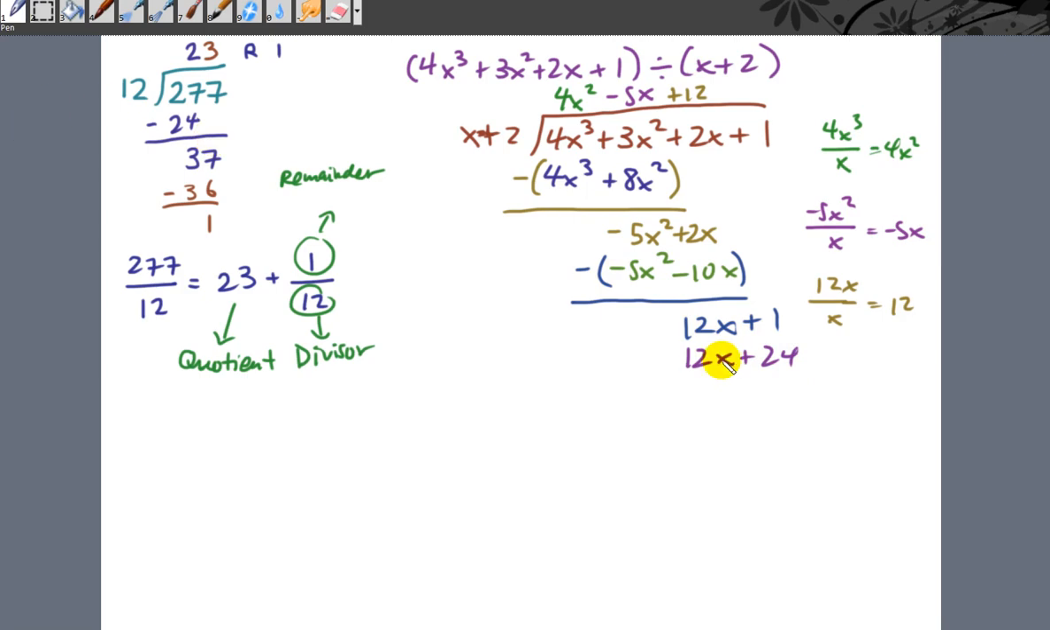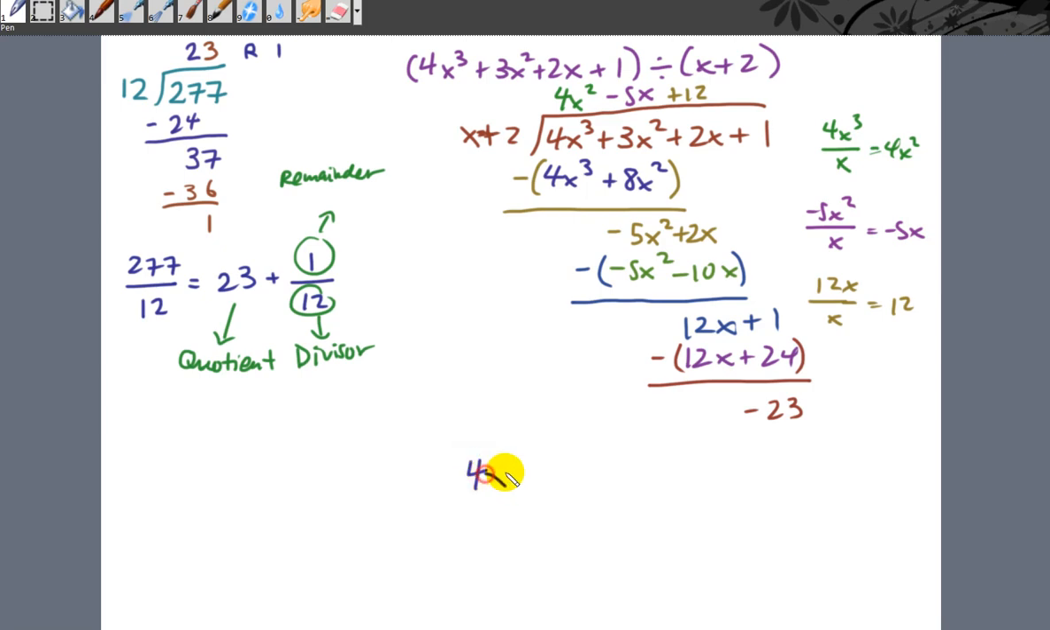So what we're going to do is subtract this, put parentheses. When we subtract, this should cancel, and then we have to distribute that minus sign here. So 1 minus 24 will get us to negative 23. Okay, so what this implies is that we can now write our quotient.